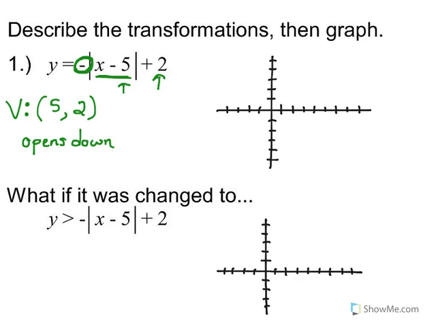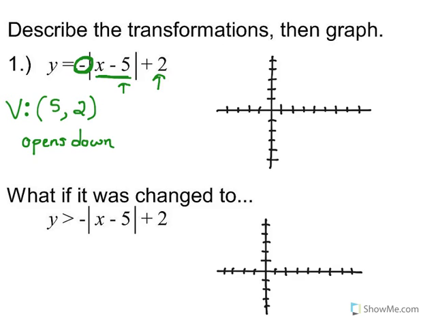And if it's a number bigger than 1, then it'll be a vertical stretch or a steeper or narrower graph. And if it's a number between 0 and 1, then it'll be a vertical shrink or a compression. And that'll make it a more gradual or wider graph. Okay, so this shifts right 5, up 2, and it opens down.